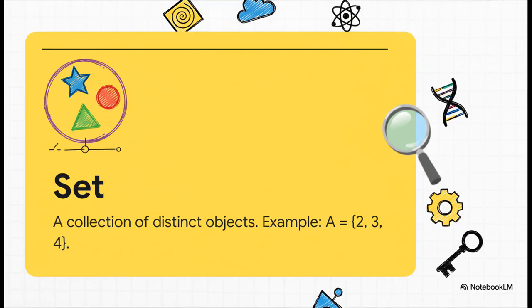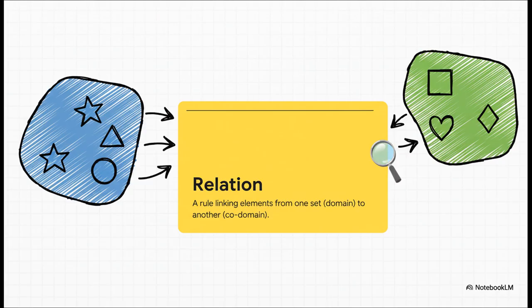That's it. Easy. Next, we've got the relation. All a relation is, really, is a rule that connects stuff from one set to another. You take an element from the first set, that's our domain, and you see if the rule links it up with something in the second set, the codomain.